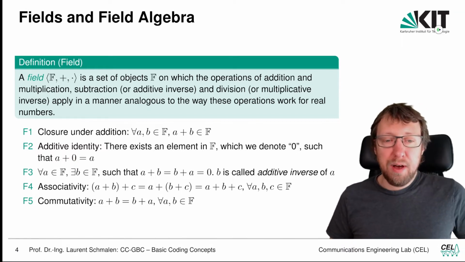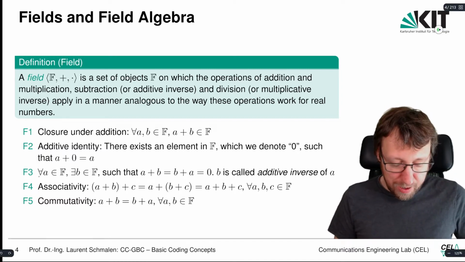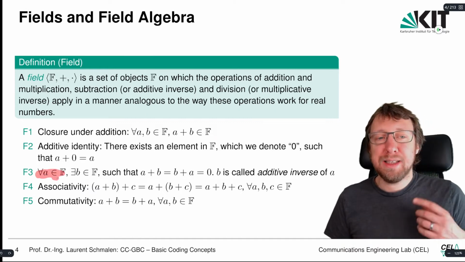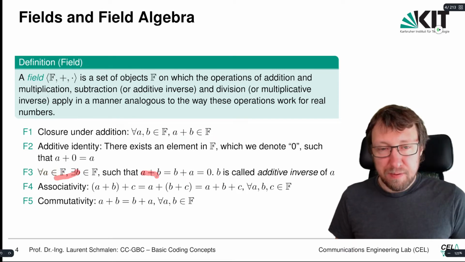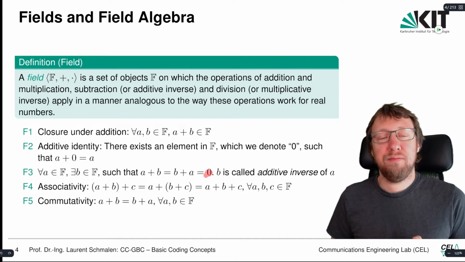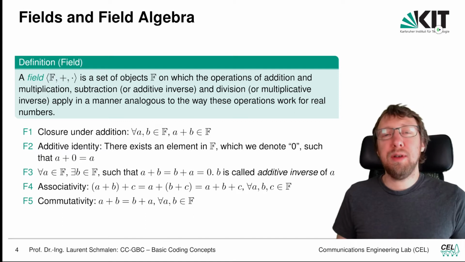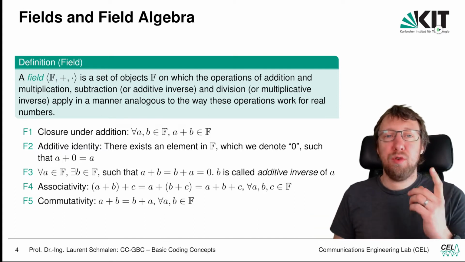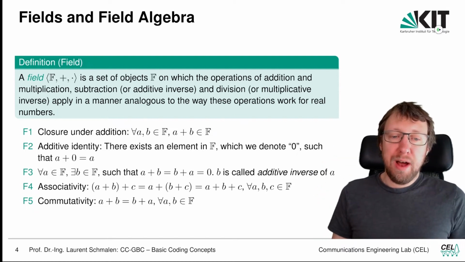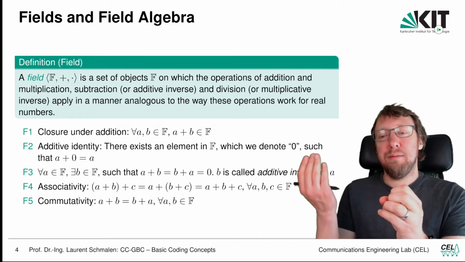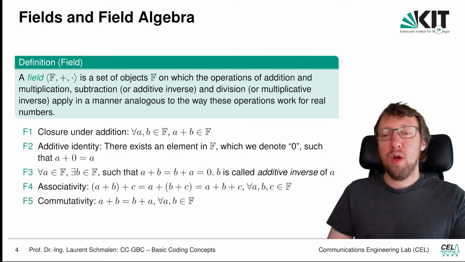Then we have a third property, which is the existence of an additive inverse, which means for every element A in the set F, there exists another element B, such that when we add A plus B, this will be equal to 0. This is what we call the additive inverse. In the real numbers, it would be minus the number. So if we have 2, we add minus 2, we end up with 0. So for every element 2, there should exist a minus 2. It can be a different element, but if we add them using our newly defined operation, we end up with a 0.